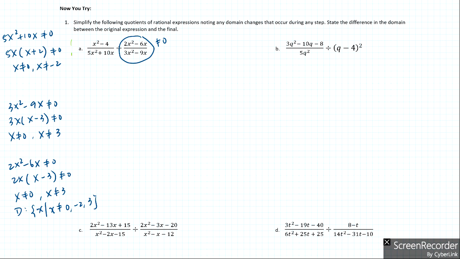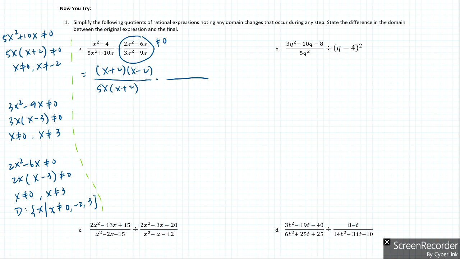So a lot of the components are already factored as is. So we can go ahead and start factoring the first numerator. That's a difference of squares, which turns into x plus 2, x minus 2. And everything else had been factored through the process of solving for the domain restriction. So we get 5x times x plus 2, and we can turn the division into a multiplication, which means we switch the numerator and denominator.